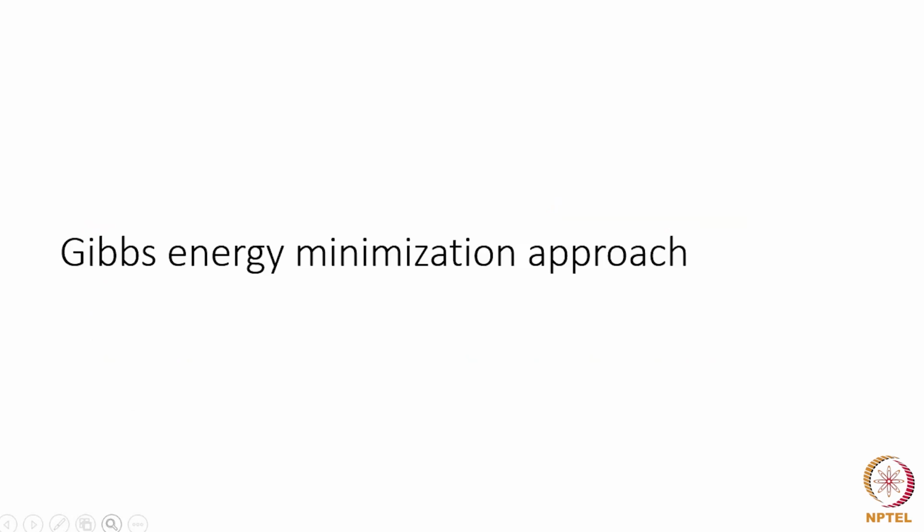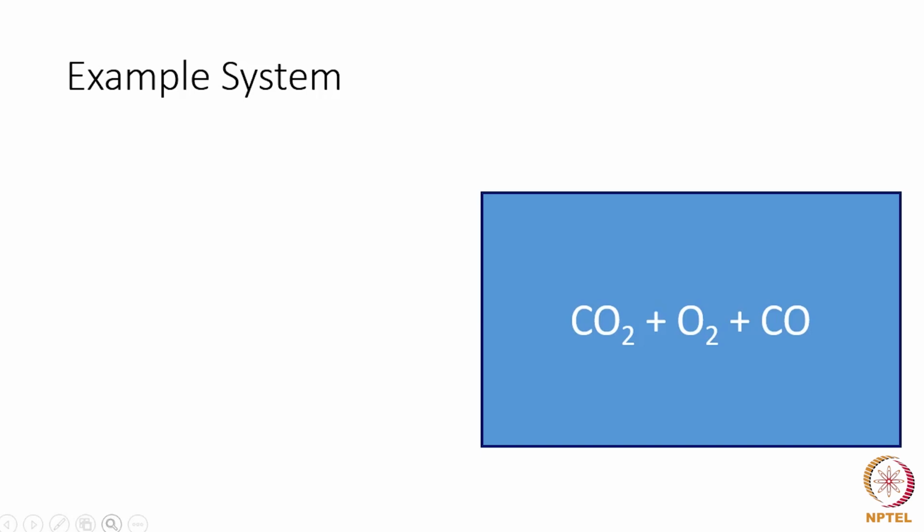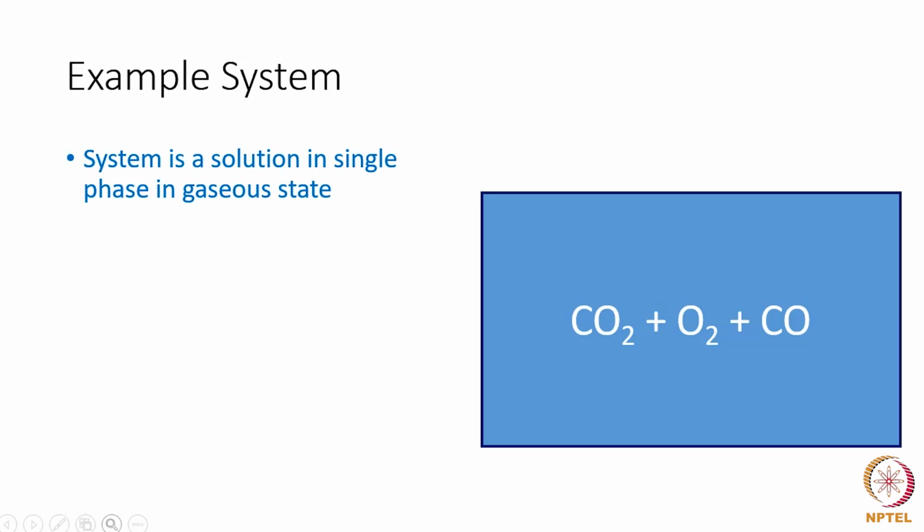So first we will take up the Gibbs energy minimization approach. For this approach to be illustrated, we need an example system, and the example system we choose comprises three species, namely carbon dioxide, oxygen and carbon monoxide. We assume that the system is a solution in single phase in gaseous state, that is all three gases CO2, O2 and CO are mixed in a single solution which is in the gas phase.